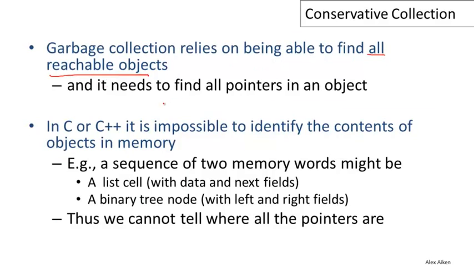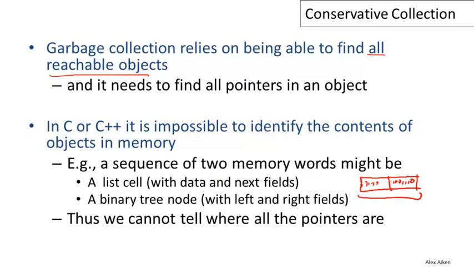Now, the difficulty with doing garbage collection for a language like C or C++ is that it's very difficult or even impossible to identify the contents of objects in memory with 100% reliability. So if we see two words in memory, it might be a list cell that has a data and next field. So if we see just two words here, and there are some bit patterns in here, zeros and ones, okay, how do we know whether these are both pointers?